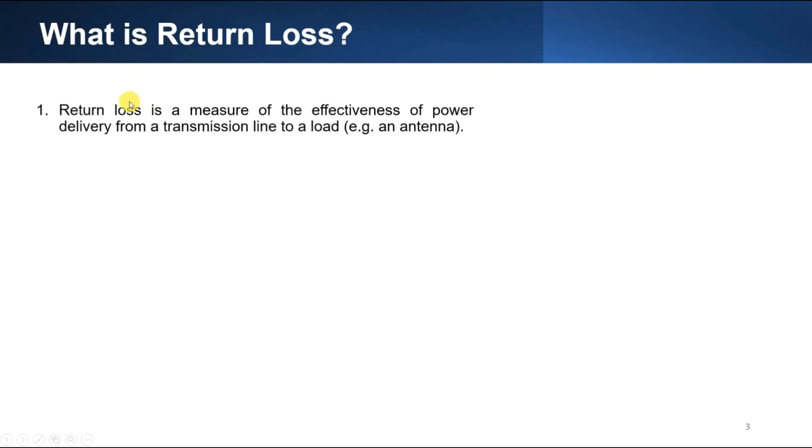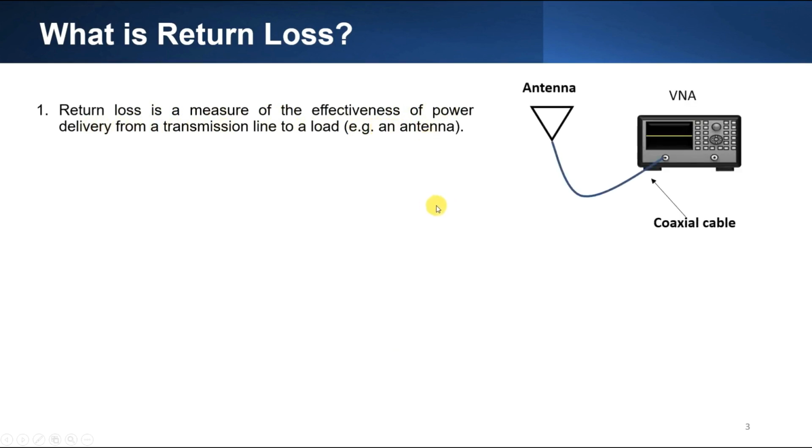Okay, so first, what is return loss? Return loss is a measure of the effectiveness of power delivery from a transmission line to a load. Okay, an example, an antenna. So something like this, to measure the power delivered from the VNA to the antenna. From here we can know how much power has been delivered to the antenna.